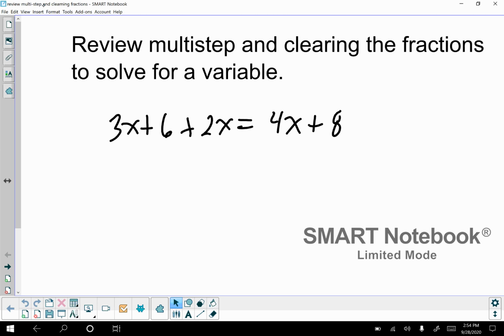Okay, so I wanted to review a little bit of multi-step and clearing fractions. Again, we're going to have another quiz on this stuff to make sure we feel good about it.